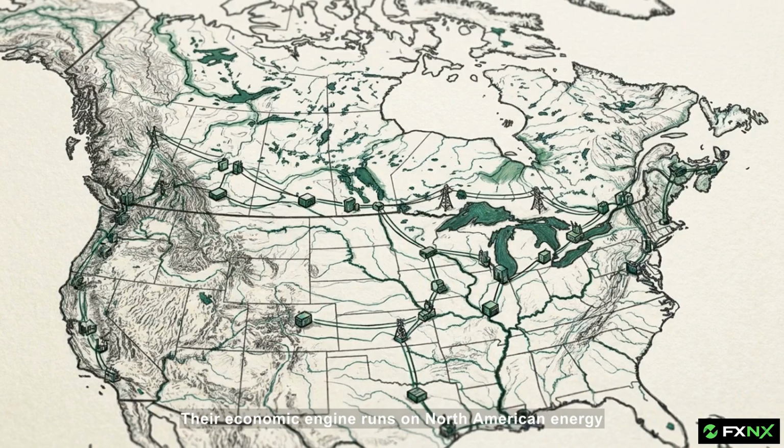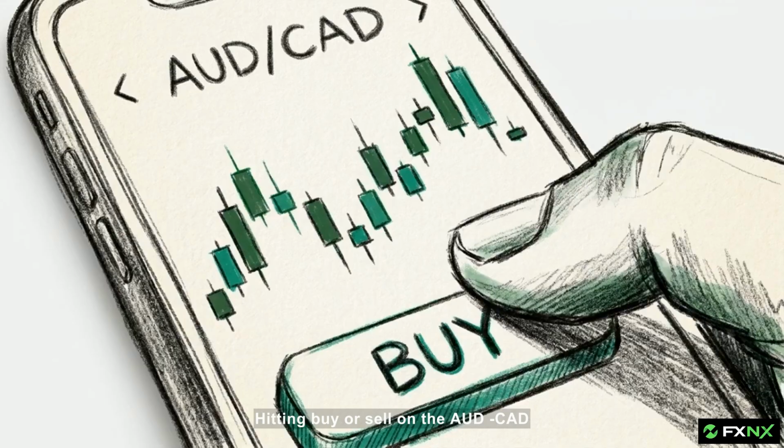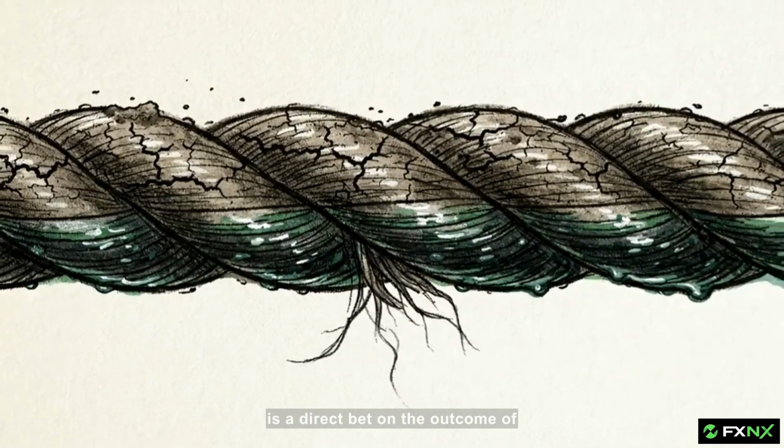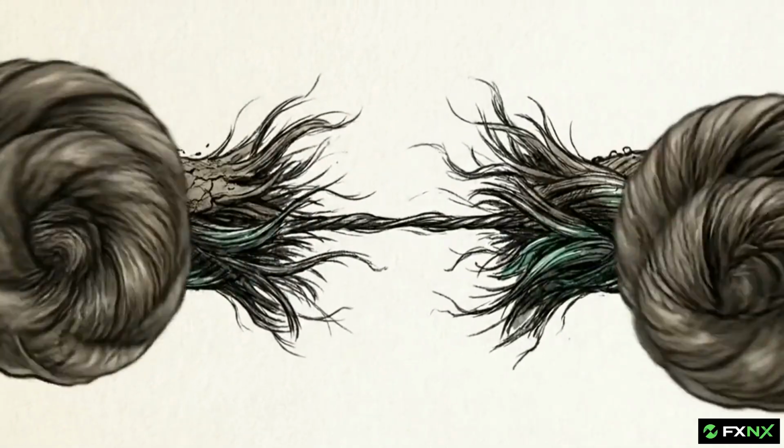Their economic engine runs on North American energy demand, making them one of the world's top producers of heavy crude oil. Hitting buy or sell on the AUD-CAD is a direct bet on the outcome of a global tug-of-war between Australian iron ore and Canadian crude.